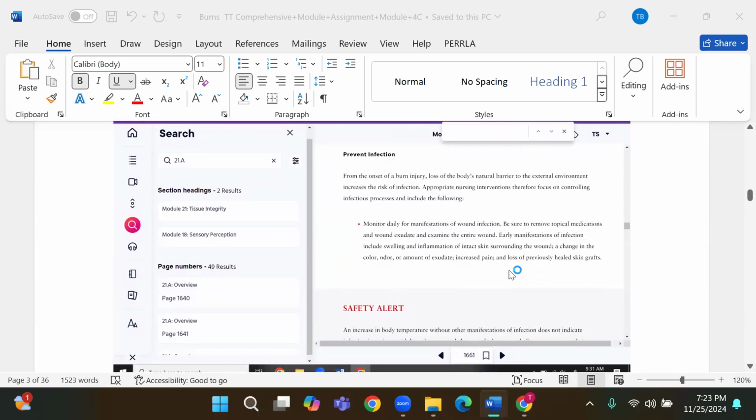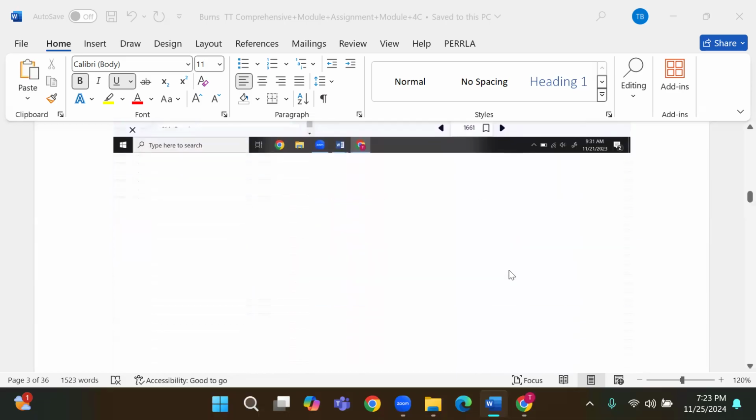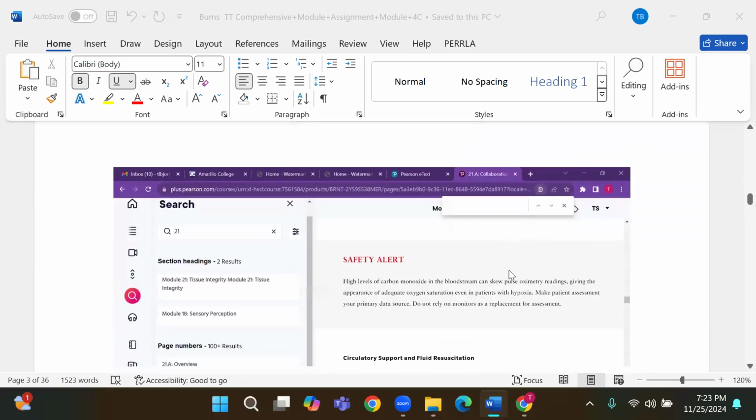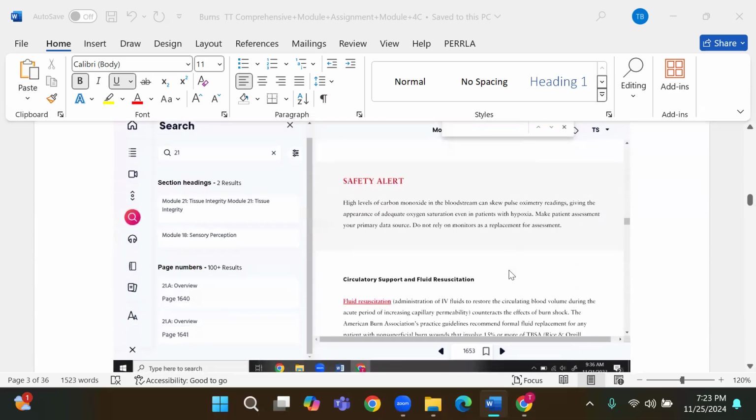We watch for wound infection, obviously. There's a safety alert I wanted to look at here. High levels, okay, here it is. High levels of carbon monoxide in the bloodstream can skew the pulse oximetry readings, giving the appearance of adequate oxygenation saturation in patients with hypoxia. Make patient assessment your primary data source. Do not rely on monitors as a replacement for an assessment.